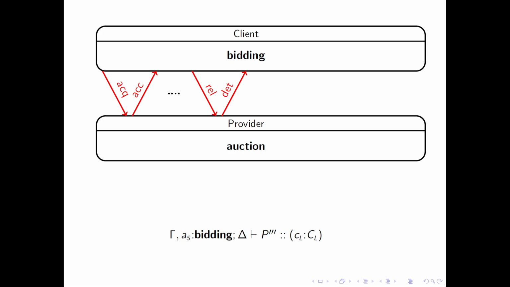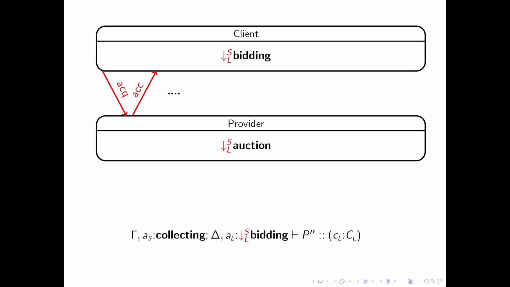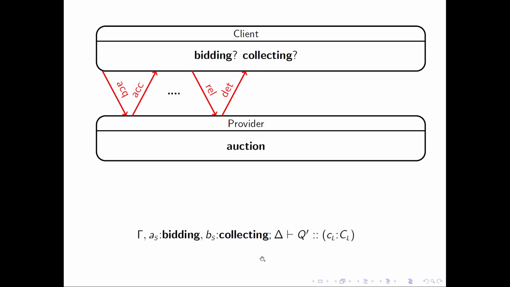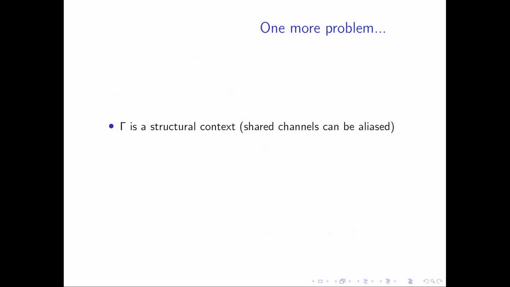However, let's take a little step back. There's nothing preventing the client from aliasing this AS of type collecting to some other name, and then performing this release step, and now holding a reference of type bidding and collecting. So what have we done?